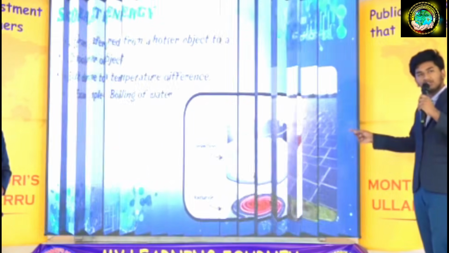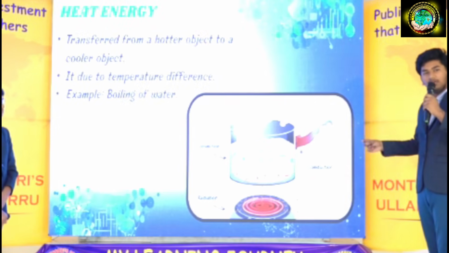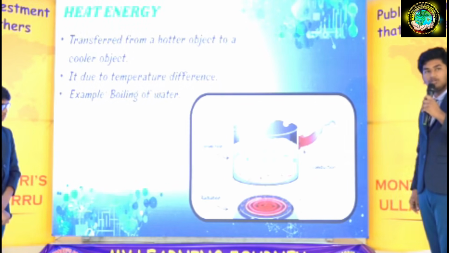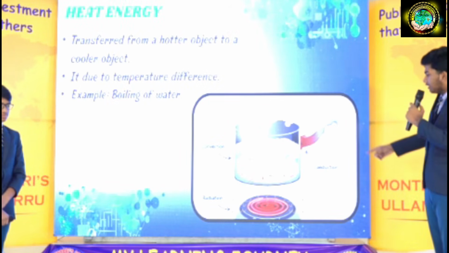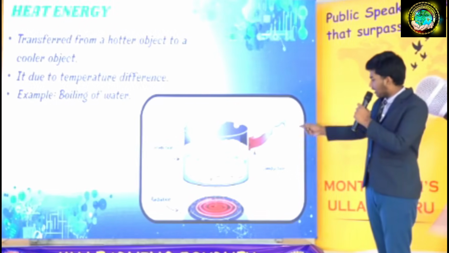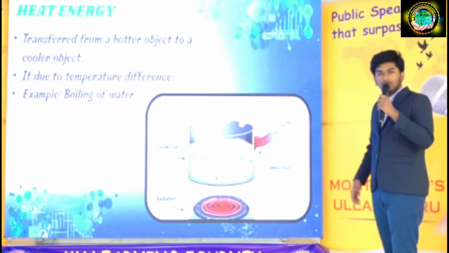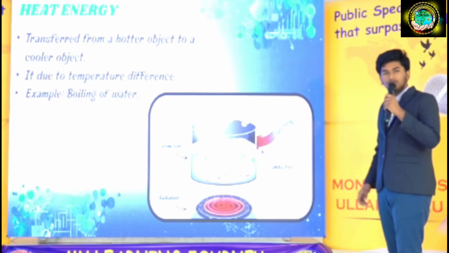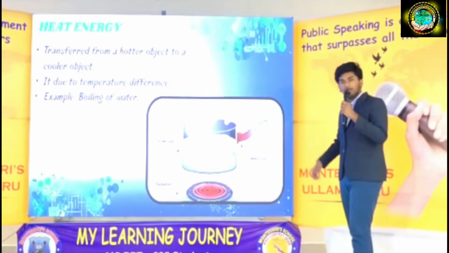And now we will discuss about heat energy. Heat energy is the energy that transfers the heat from the hotter object to a colder object due to temperature differences. For example, we can see in this picture, here heat is transferred in 3 types. They are radiation, conduction and convection. Radiation is the transfer of heat from the stove and conduction is the transfer of heat through the metal pan and convection is the transfer of heat inside the water.